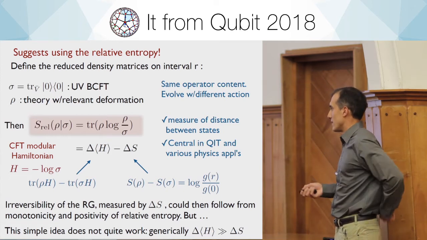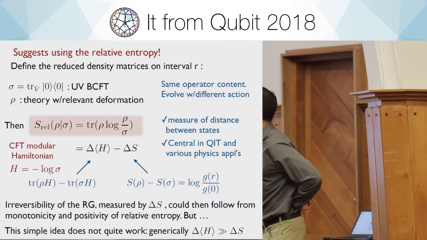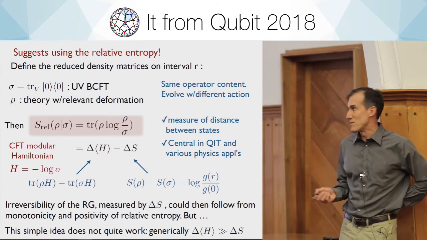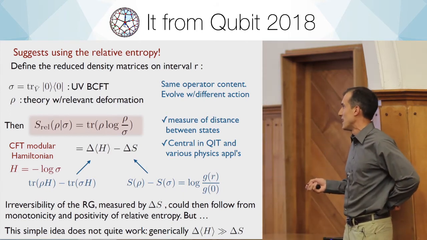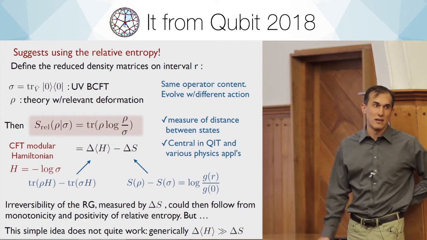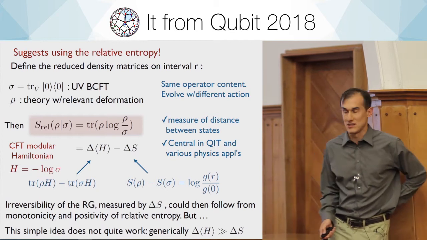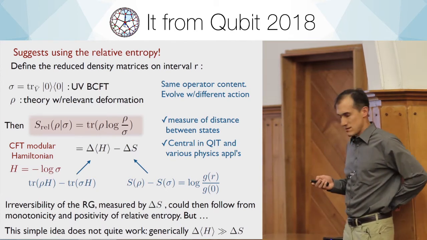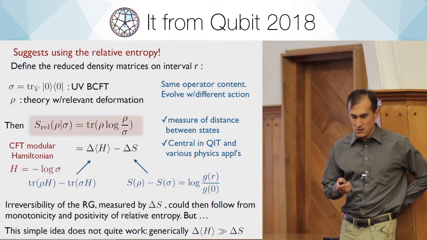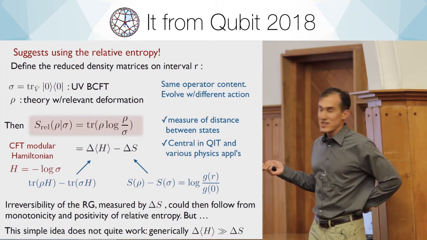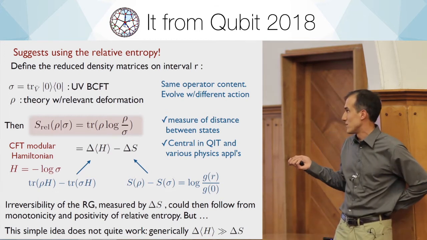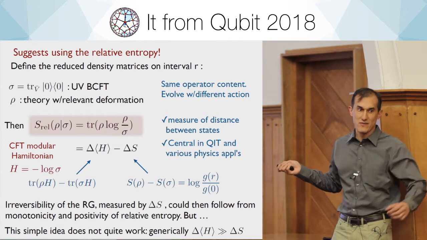So this is, in principle, looking promising because the reversibility of the RG that is measured by delta S could then be associated to the monotonicity and positivity properties that we know that the relative entropy has for general quantum systems. So these are all ground states? Yes. Both are the vacuum states for the theories. One is the vacuum state for the UV fixed point, and the other is the vacuum state for the theory along the RG flow.